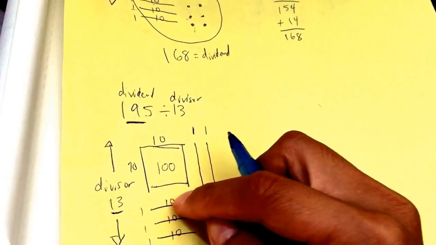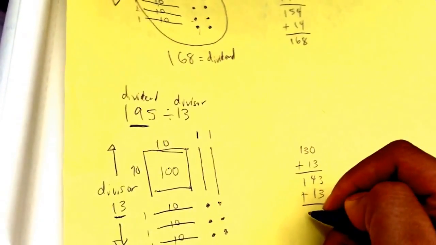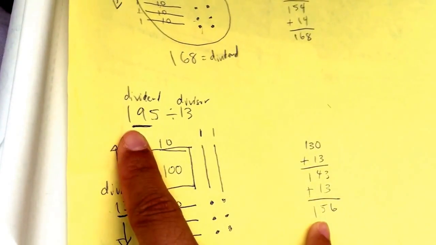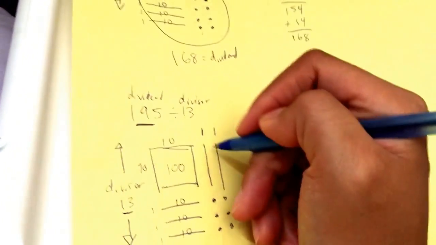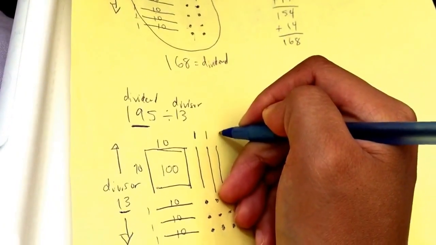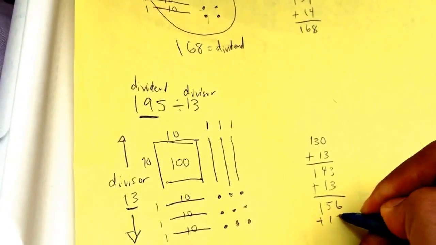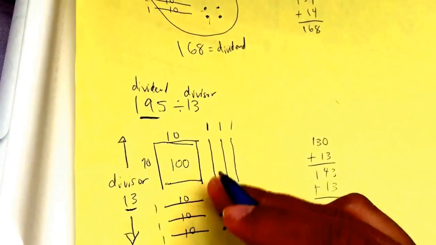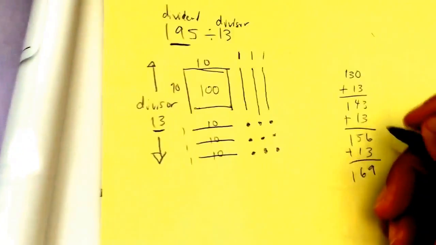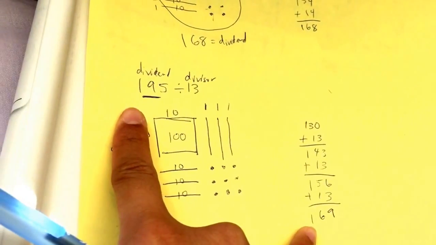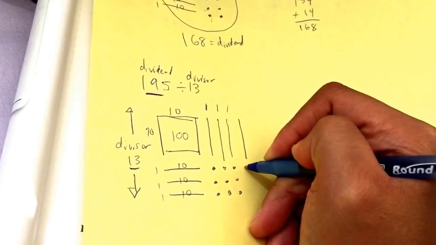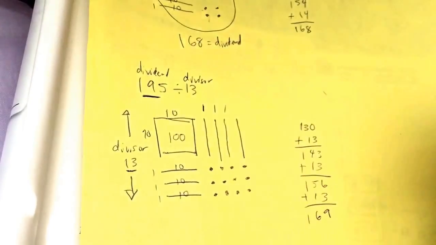Now we have 100, 10, 20, 30, 40, 50, 6, 156. Are we done? No. What are we going to add? 13. 10, 11, 12, 13. Add 13 here. We have 100, 10, 20, 30, 40, 50, 69, 169. Are we done yet? Not yet. What are we going to do? Add another 13. 10, 11, 12, 13.